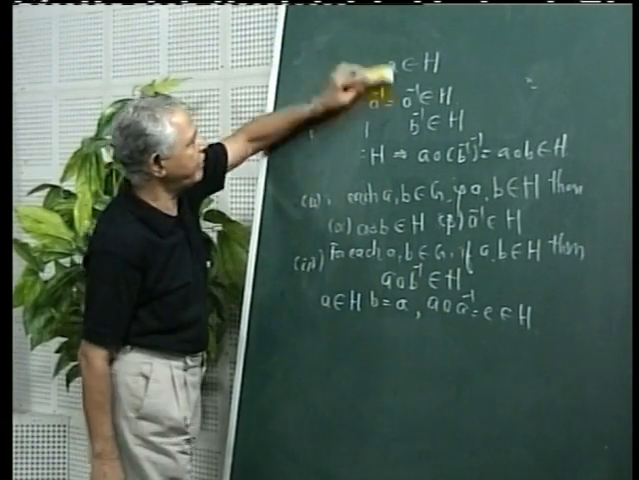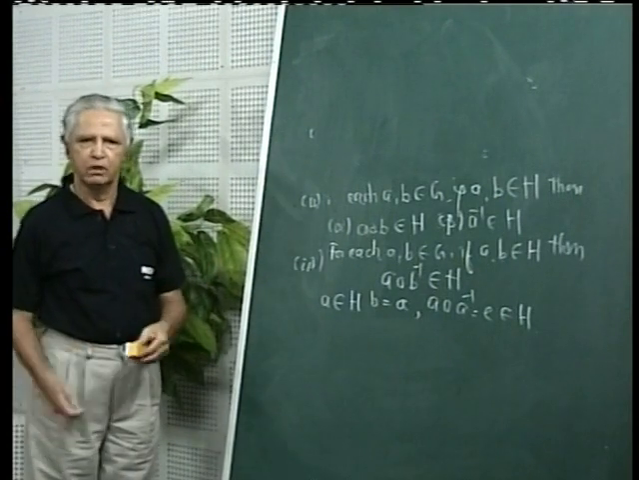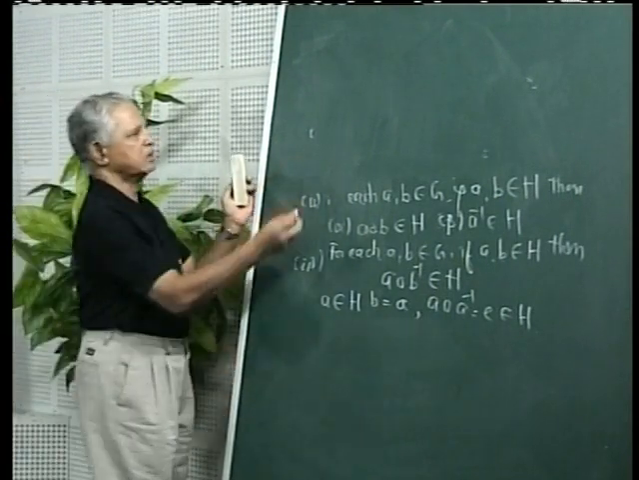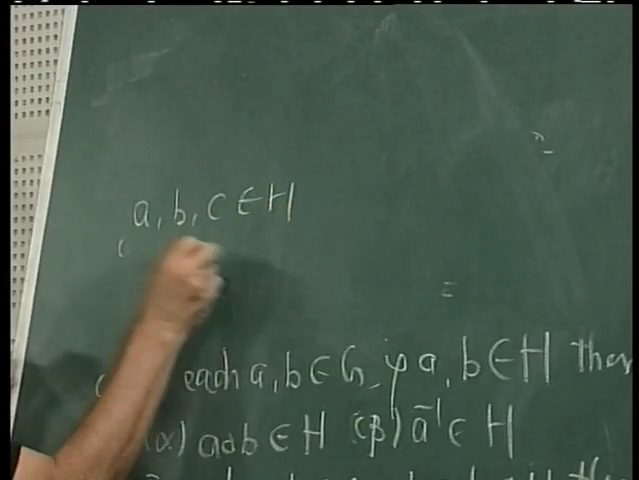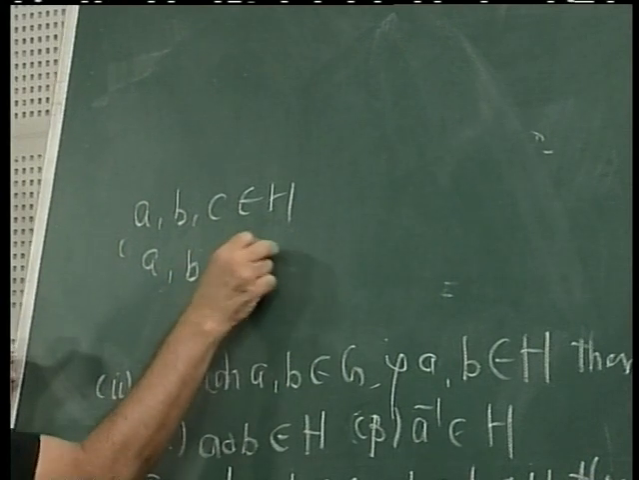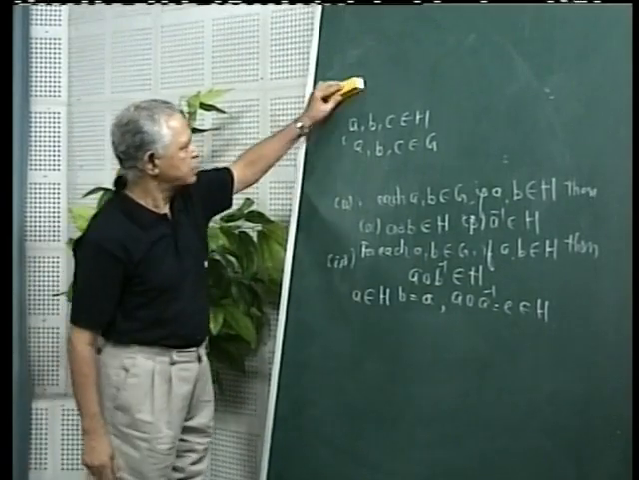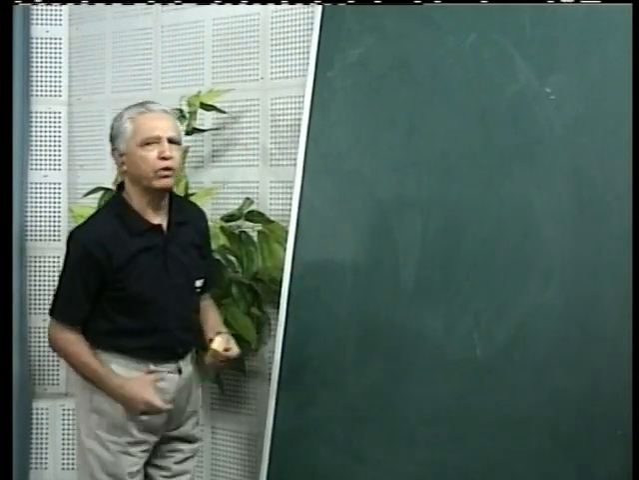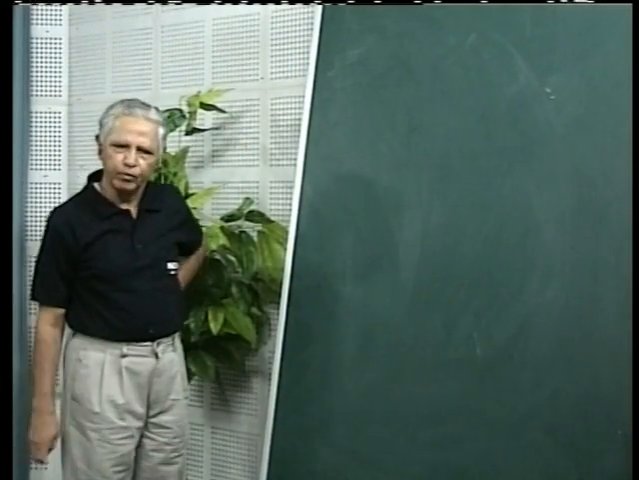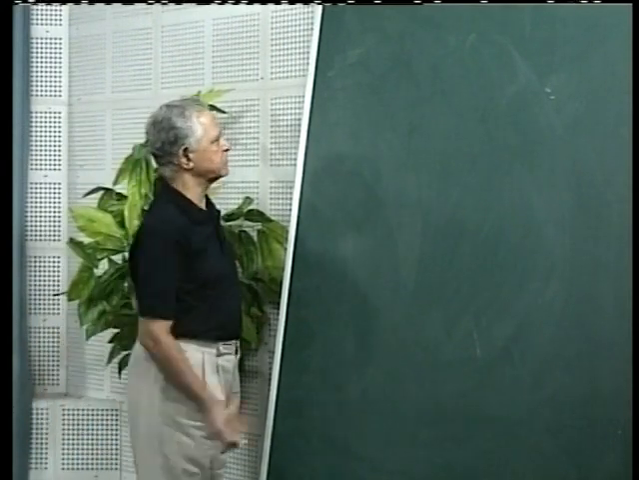Finally, we have to verify that our binary operation is associative. But that is very simple, because if you take any three elements A, B, C belonging to H, then these three elements belong to G also. And G being a group, the associative property is obviously satisfied. So these are the simple criteria for a non-empty subset to be a subgroup. Using this criteria, we take some examples.